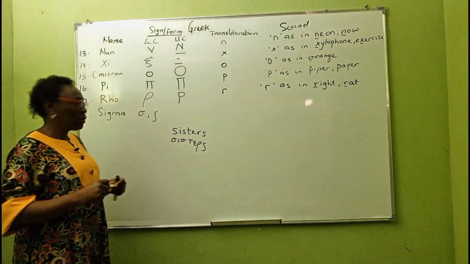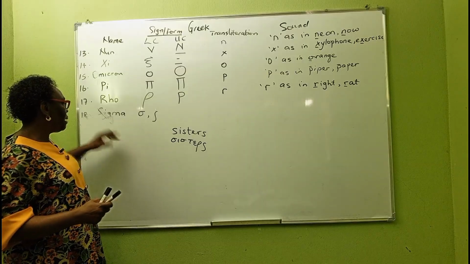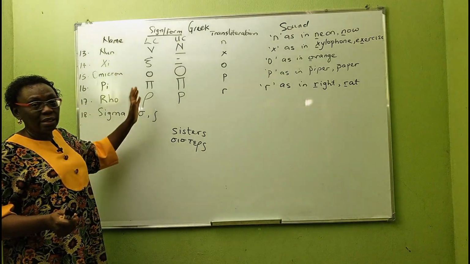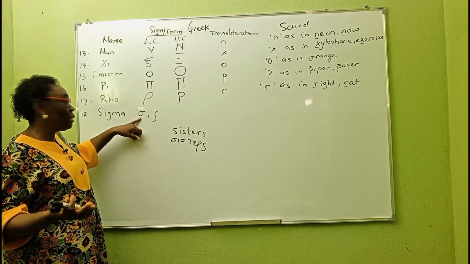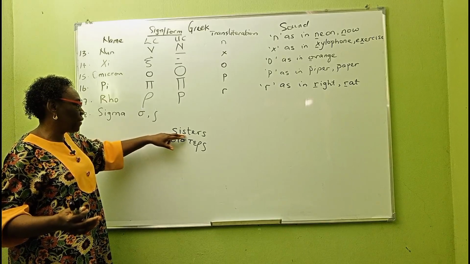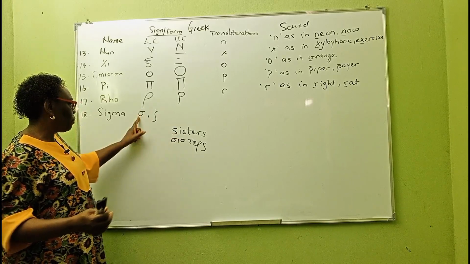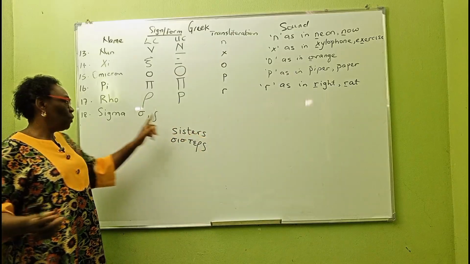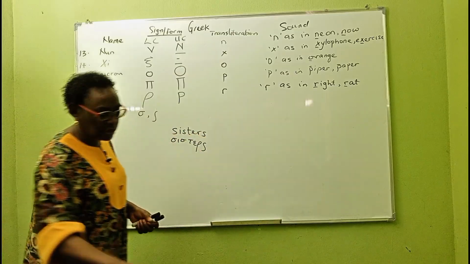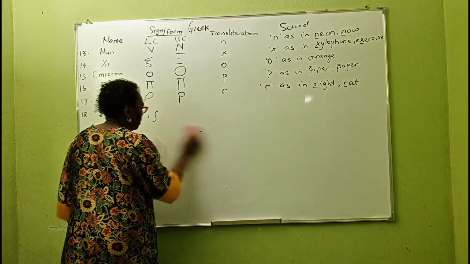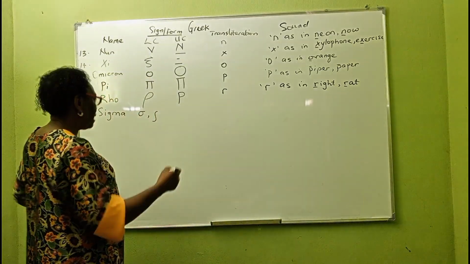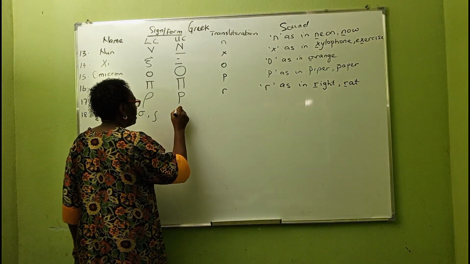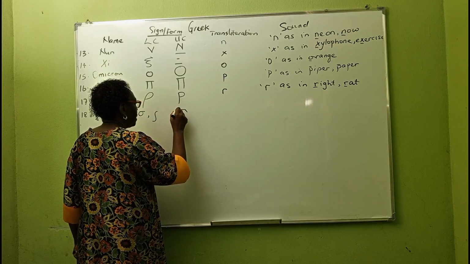So don't forget what I'm illustrating here. For sigma in the lowercase, we have two forms. When it's at the beginning or in the median position of a word, as we have here, we use this form. When it's the last letter, we use this form. So take note of it. That's sigma. In terms of the capital letter, we write sigma this way.